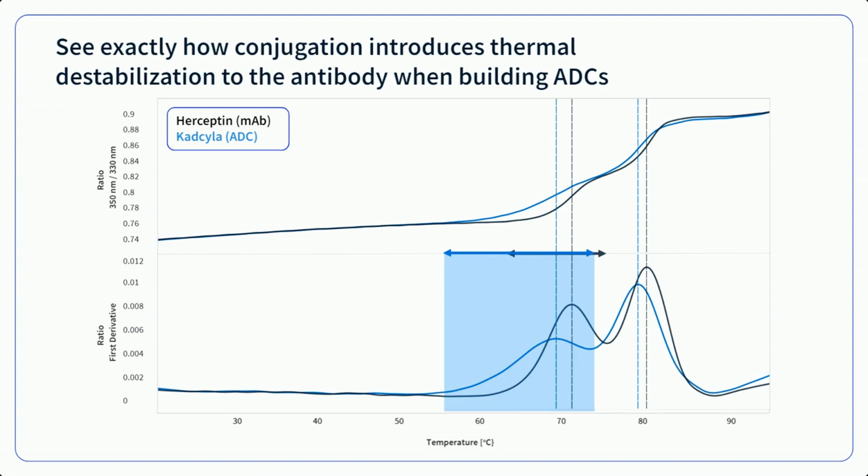So the level of resolution from the Prometheus Panta lets you see not only how much the TMs shift and whether the shift is large or modest, but also gives insight into the rate of unfolding. So we see that the ADC unfolds more gradually and the onset is earlier, which is an additional indicator of reduced stability.